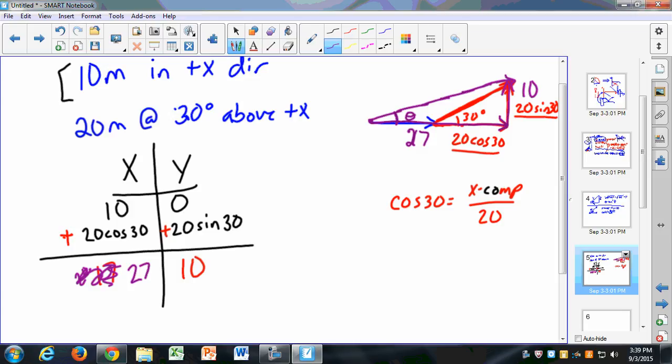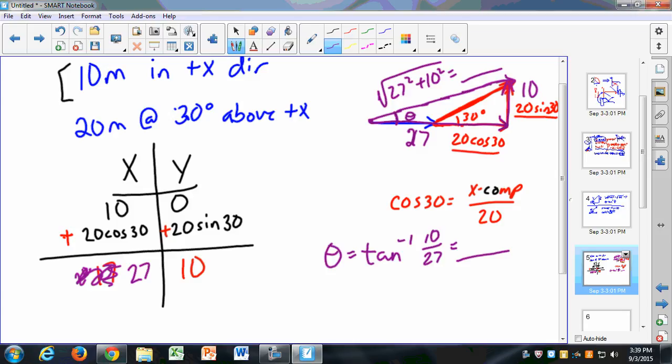All right, so now if we want to know the magnitude of this, I just say the square root of 27 squared plus 10 squared, and that's equal to whatever it is. And if I want to know theta, I do the inverse tan of 10 over 27. And that is whatever it is. It's a pretty small angle. It's about 20 degrees or so.